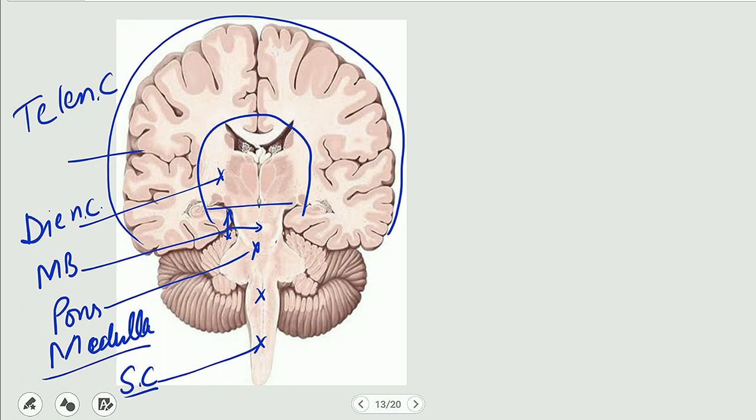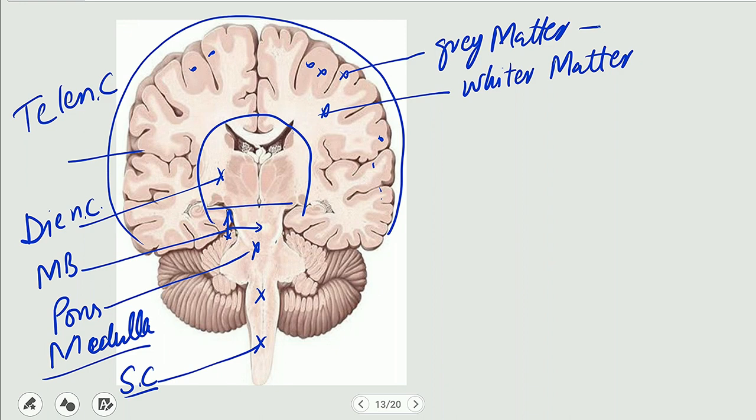In the cerebral hemisphere, we have got the gray matter at the periphery. This whole periphery is the gray matter, that is the collection of the neuronal cell bodies. Beneath gray matter, we have got the white matter. So the gray matter is the collection of neuronal cell bodies, and white matter is the bundles of the neuron fibers.